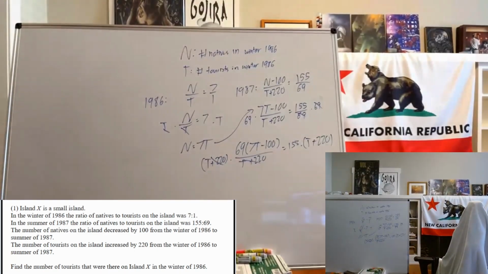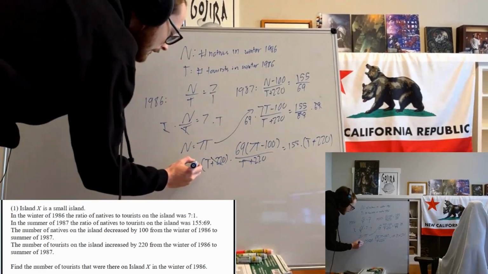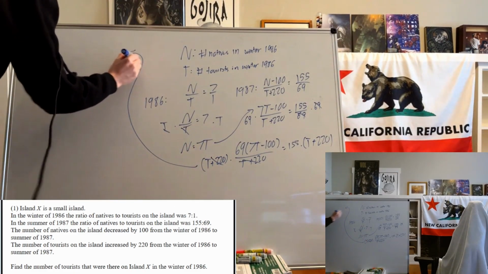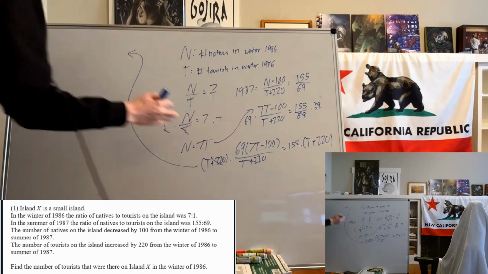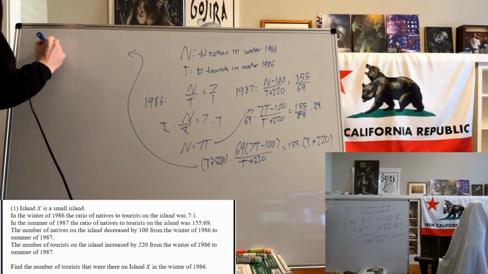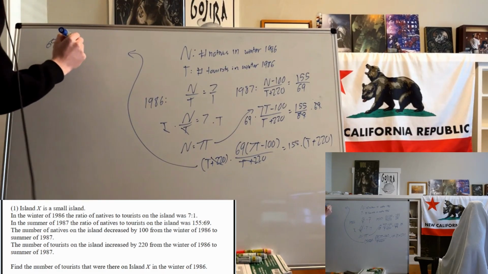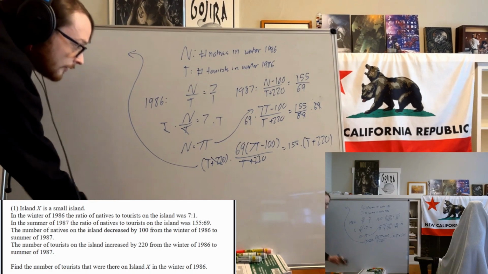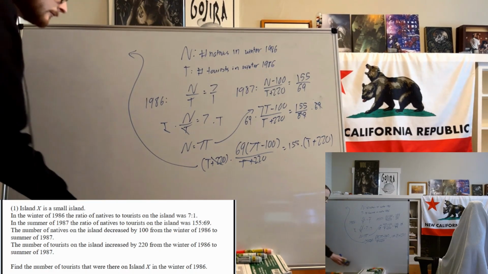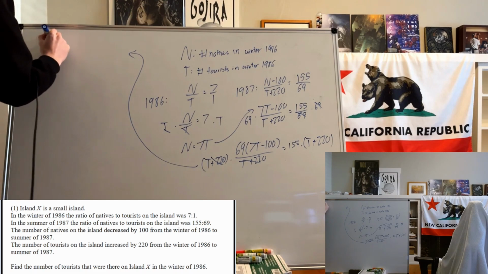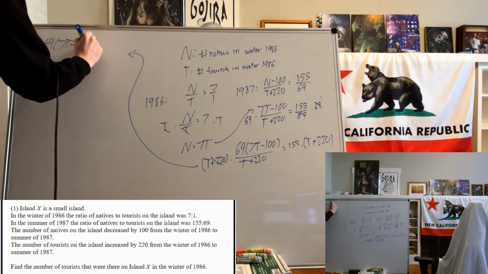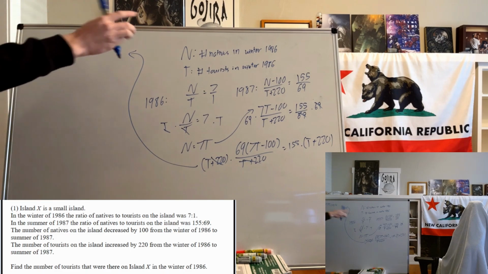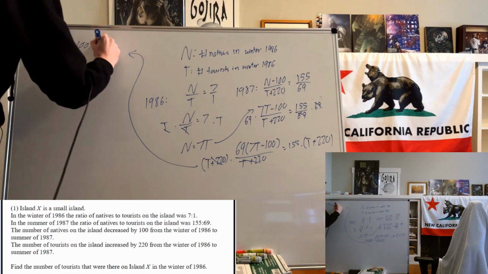Let me come over here. Draw some nice math spaghetti arrows. So we get that numerator: 69 times (7t minus 100) is equal to 155t plus 220.